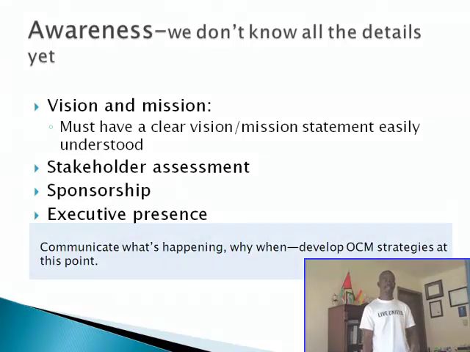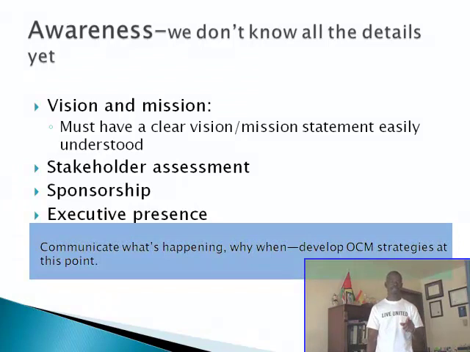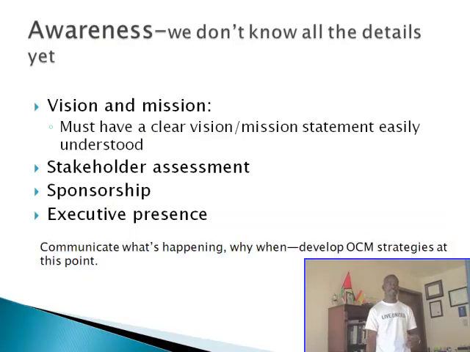At this point, key, communicate. And you will see this mentioned more and more as we go along. Communicate what is happening, why it's happening, when it's going to happen. And you have to develop your OCM strategy right at this point of awareness that you're going through.